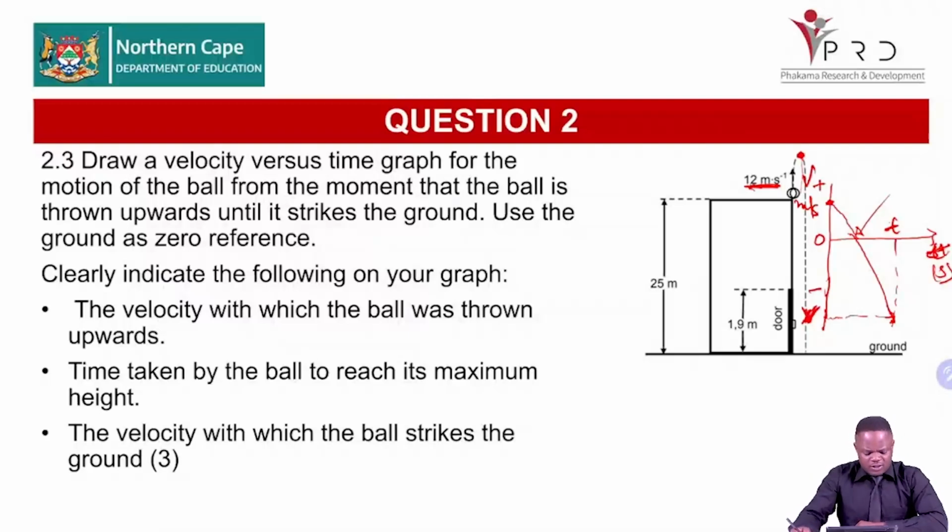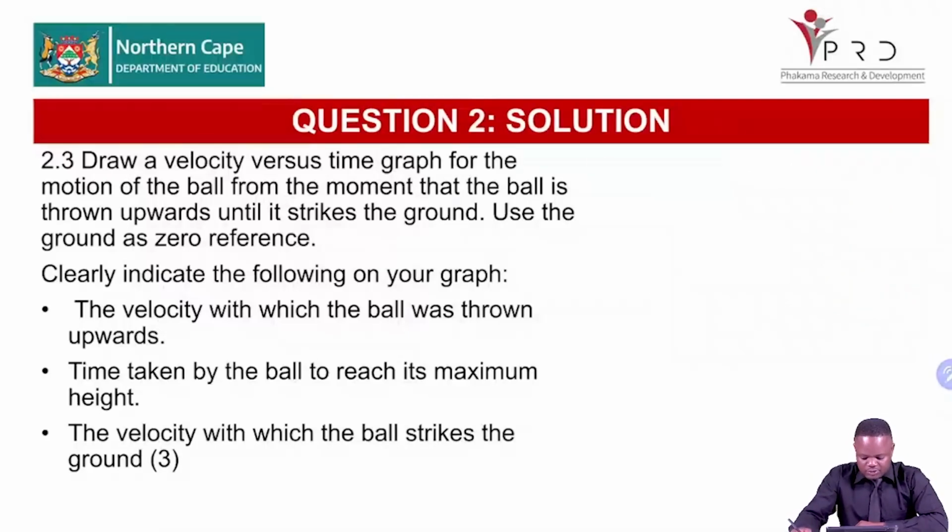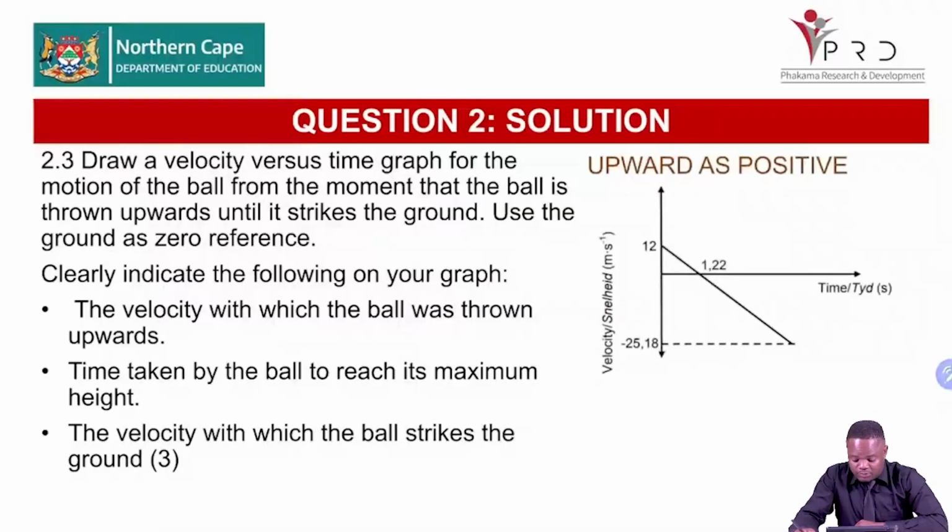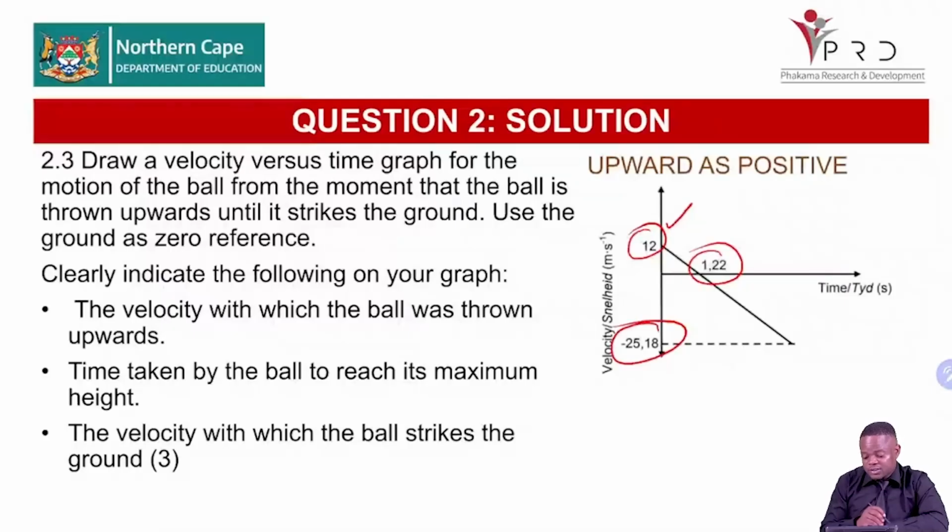So let us look at a typical solution. Your solution was supposed to look something like this. So this is the initial velocity of projection. This is the time taken to reach the maximum height, and this is the velocity with which the ball actually hits the ground. And that is how your graph is going to look.